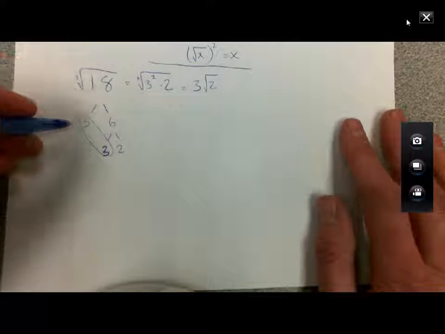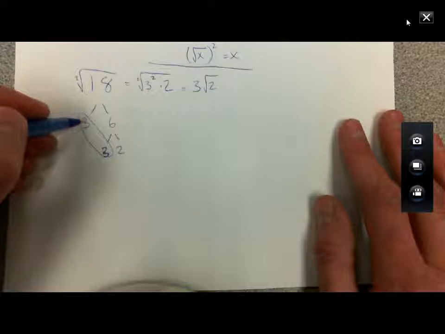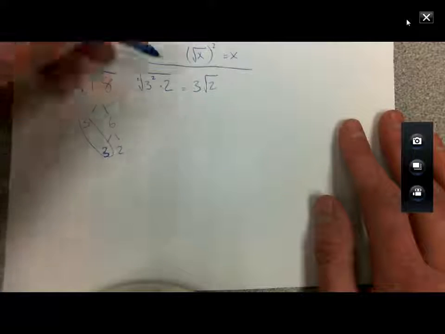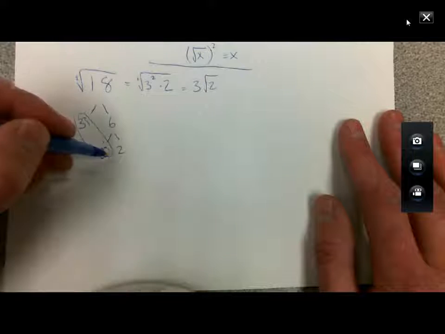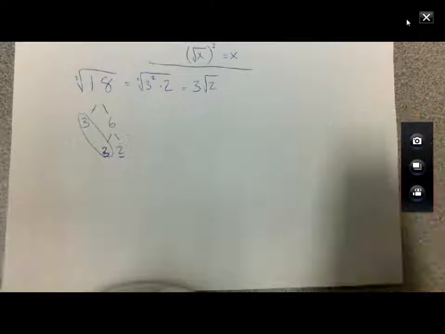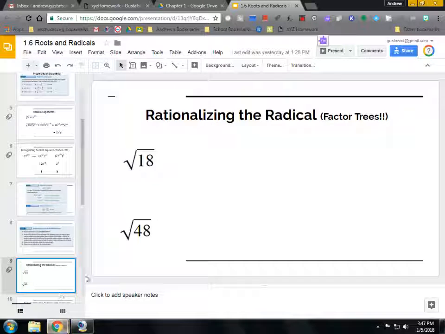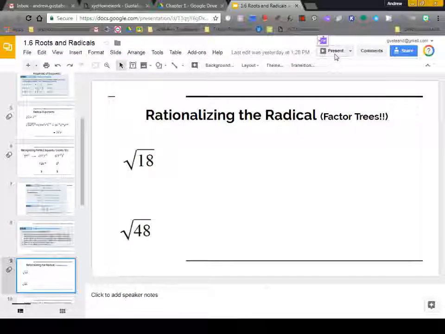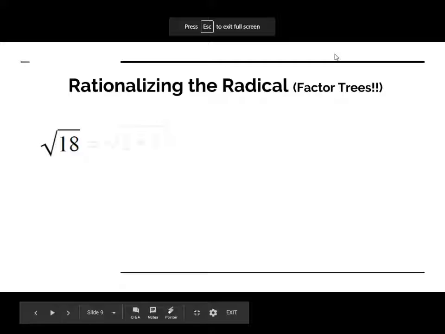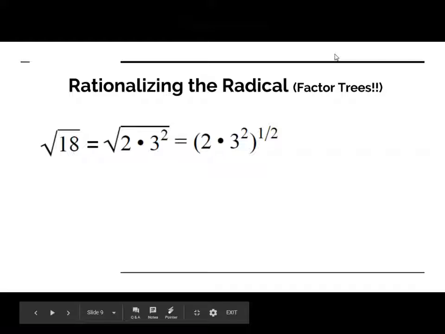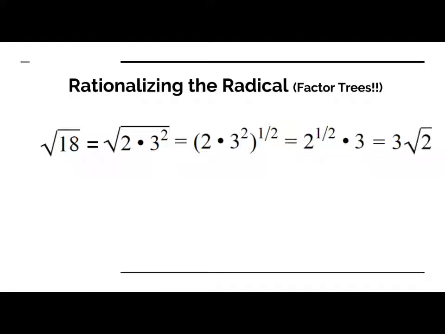Essentially what we're doing is we're looking for a group of 2. We've got 2 3s. We're basically pulling that 3 out and leaving whatever's left over inside the radical. And that's what we see if I go back into my presentation mode here, right here. That's the longhand way of doing it, but we get the same result.